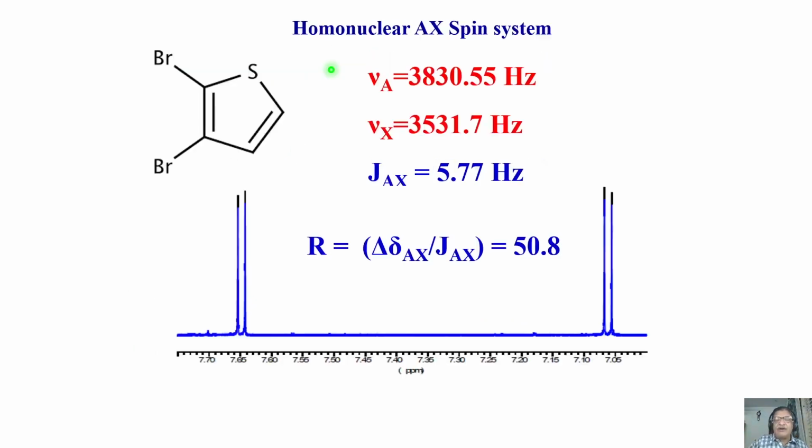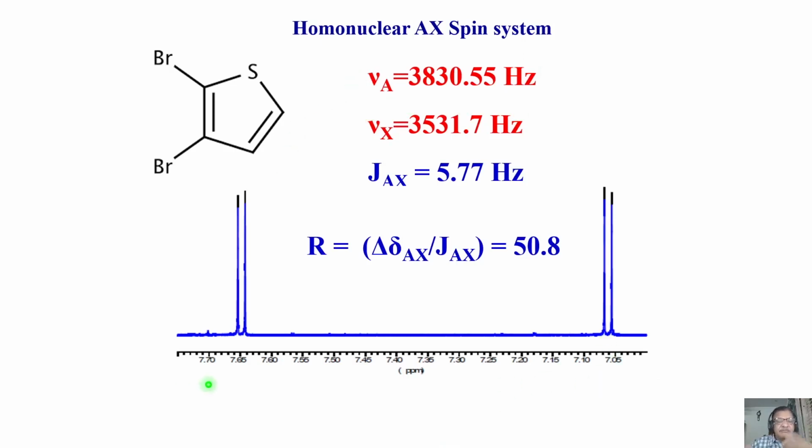Now with this, we'll take a simple example of a homonuclear AX spin system. This is a thiophene molecule. I even showed this earlier also. What is the chemical shift separation between these? The frequency is given here, already expressed. It is in ppm, converted to frequency at some spectrometer. No problem. This is A.